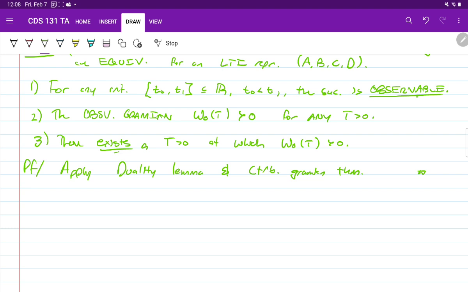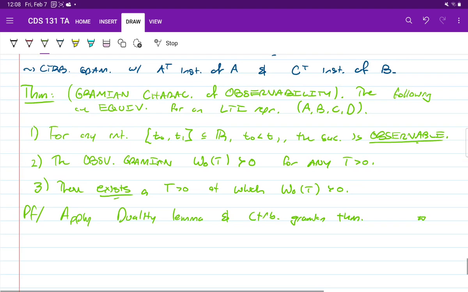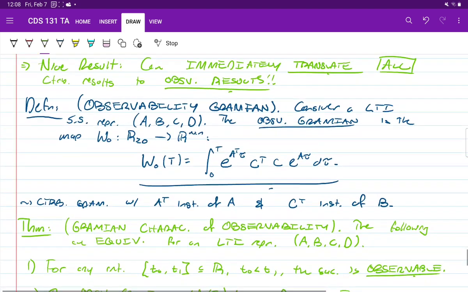I want to quickly point out something I might have said out loud in the previous lecture, but maybe didn't write down. It turns out you can show that if the Gramian is positive definite at any time, that implies the Gramian is positive definite for all time. That's where the equivalence between 2 and 3 comes from. So we can get an equivalent characterization of observability using this observability Gramian, one-to-one with the controllability Gramian.